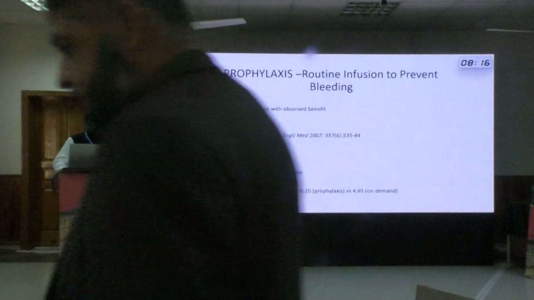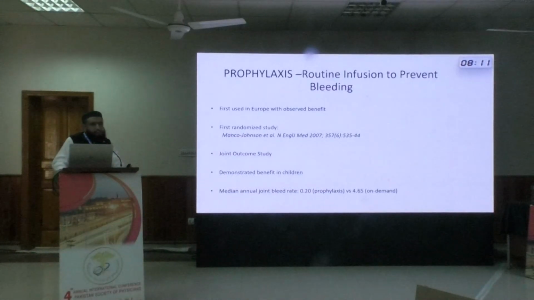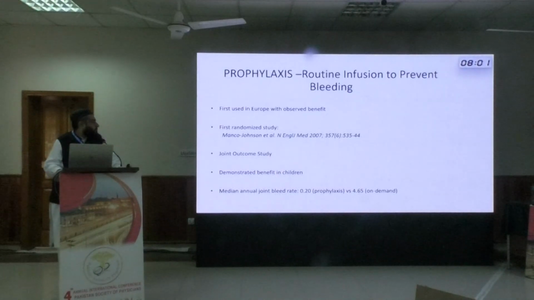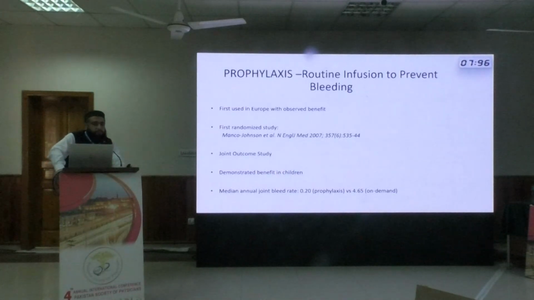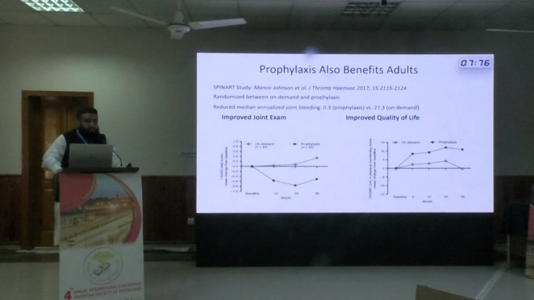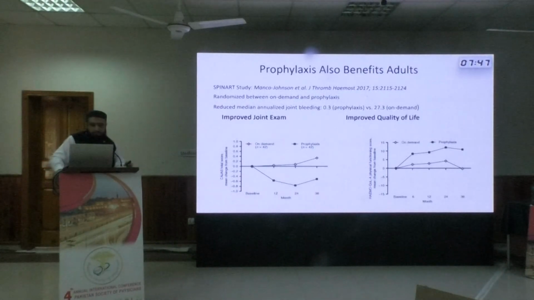Different studies have shown that prophylaxis has better outcomes than on-demand treatment. The first randomized controlled study, performed in 2007, showed that the annual joint bleed rate was 0.2 in patients receiving prophylaxis versus 4.65 in patients receiving on-demand treatment. Another study performed in 2017 showed that the annual joint bleeding was 0.3 in patients receiving prophylaxis and 27.3 in patients receiving on-demand treatment. The quality of life was also better in patients receiving prophylaxis.